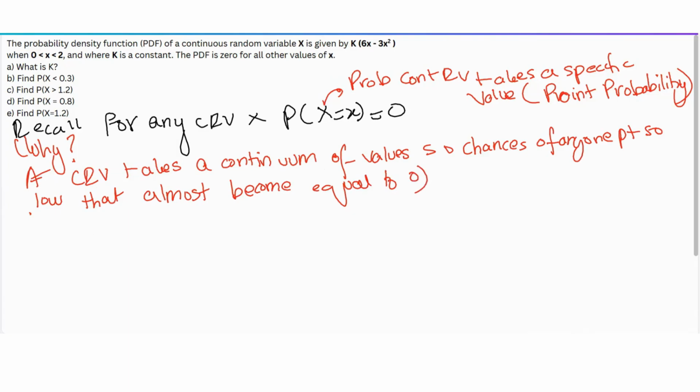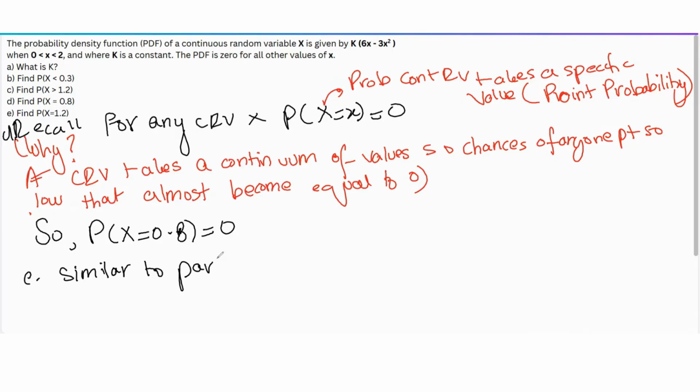So based on this fact that for a continuous random variable, the probability of taking any specific value is 0, we know the probability x is 0.8 is 0. So this is part D. And for part E, similar to part D, the probability that x is 1.2 is also 0.